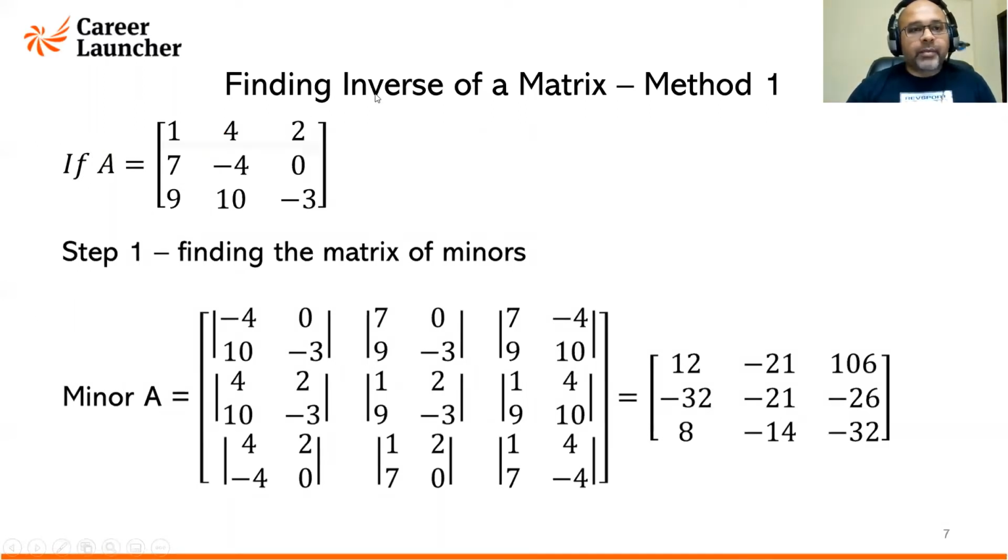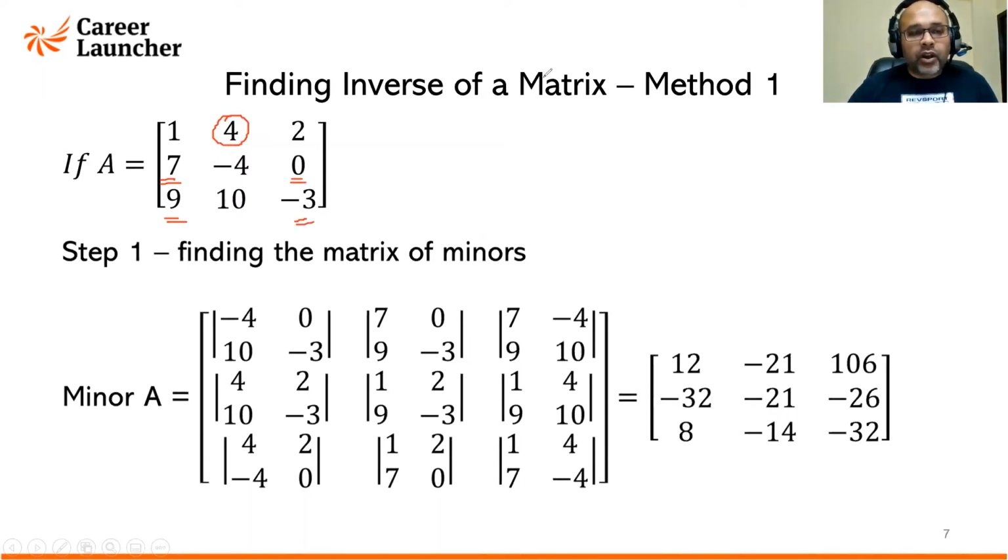I'm taking a matrix A: 1, 4, 2, 7, minus 4, 0, 9, 10, minus 3. And I'm showing you the first step in terms of numbers. So the minor of 1 is this determinant: minus 4, 0, 10 and minus 3. The minor of 4, basically, will be 7, 0, 9 and minus 3.